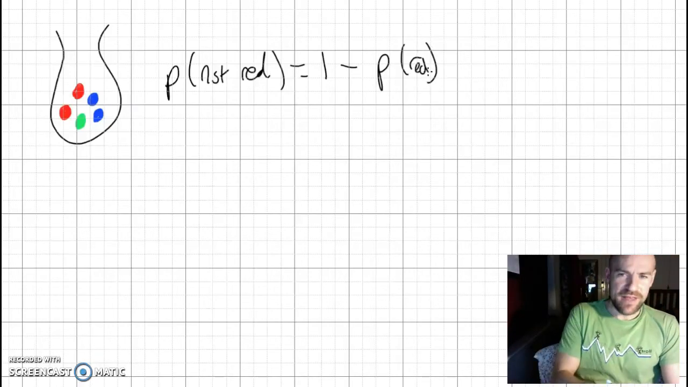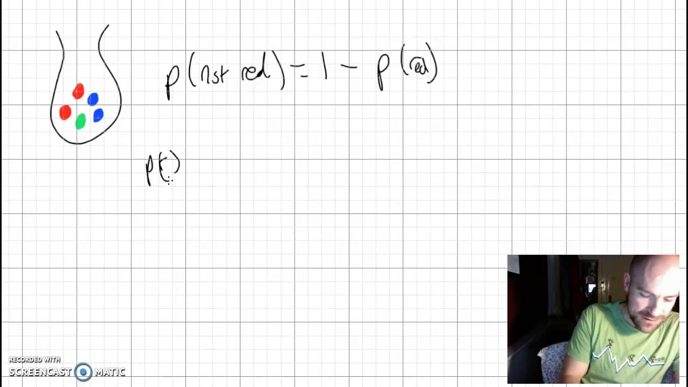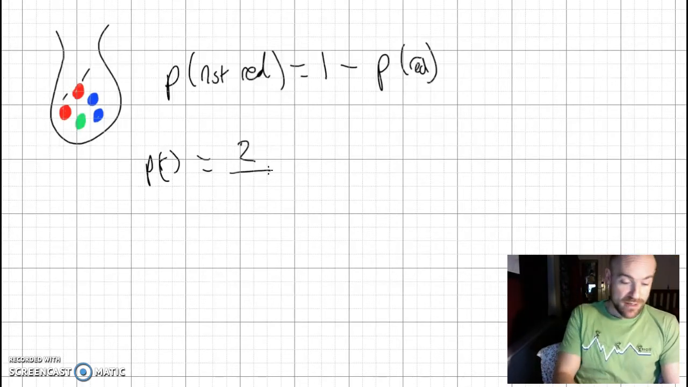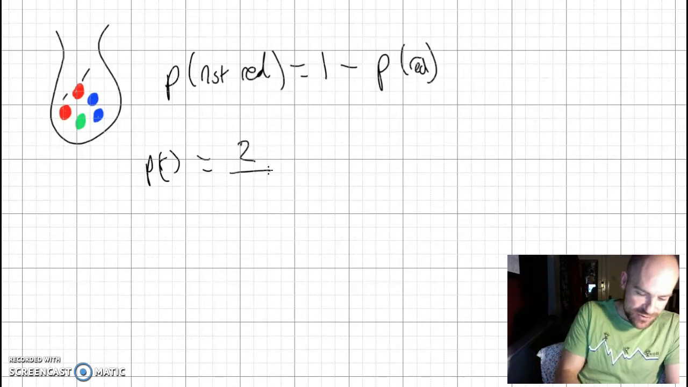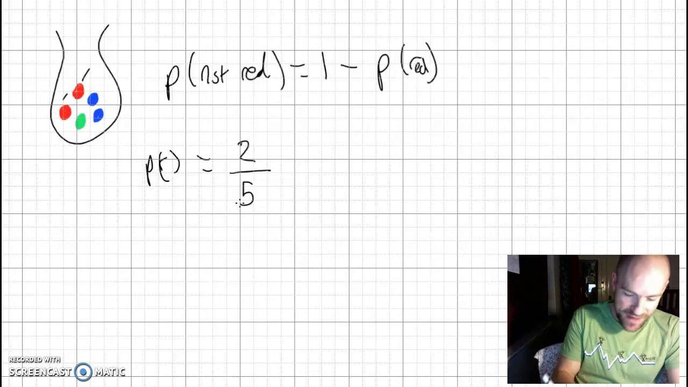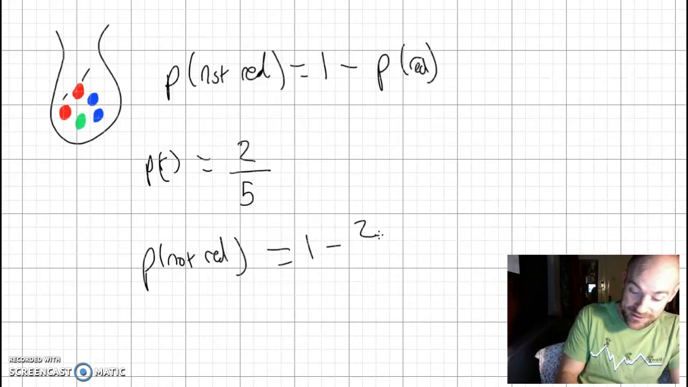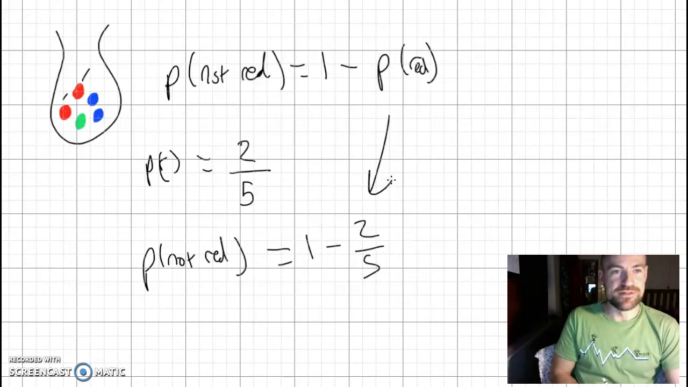So if we look at this bag, for example, the probability of picking red is given by, well, how many red tokens are there? There's 1, 2. So 2 over, and how many outcomes have we got in total? 1, 2, 3, 4, 5. So it's 2/5. The probability of picking red is 2/5. Now, therefore, the probability of not red is just simply 1 minus the probability of picking red, because remember, this is 2/5.